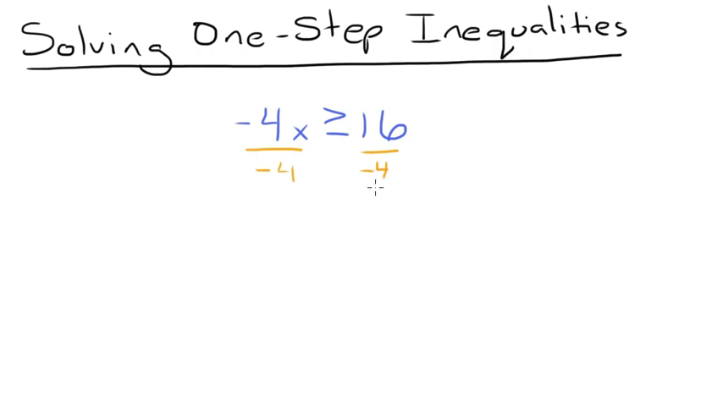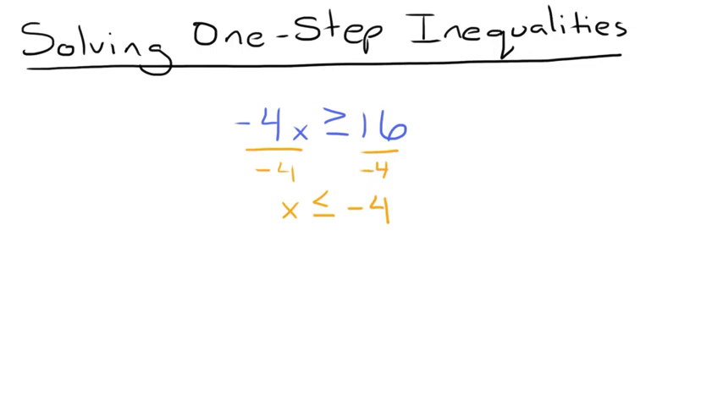However, before we go forward, I need to tell you of one special rule. When we divide or multiply by a negative number with inequalities, we have to flip our inequality sign. If you don't, your answer will be wrong. So here, our answer will be x ≤ -4. It's very important that you flip your inequality sign when multiplying or dividing by a negative number.